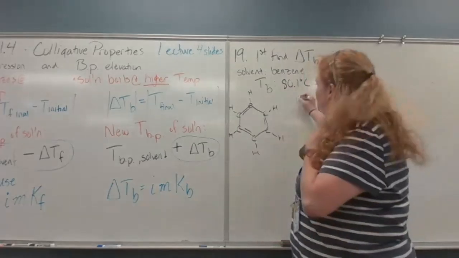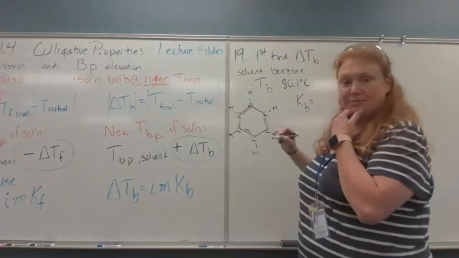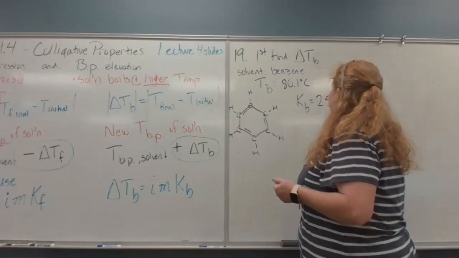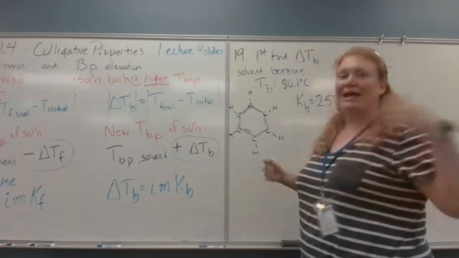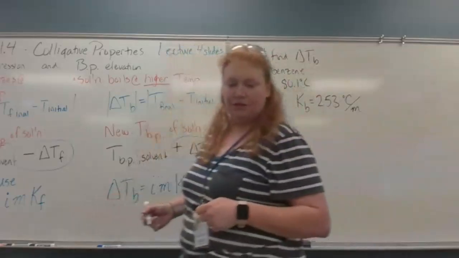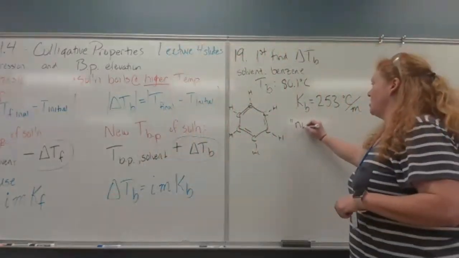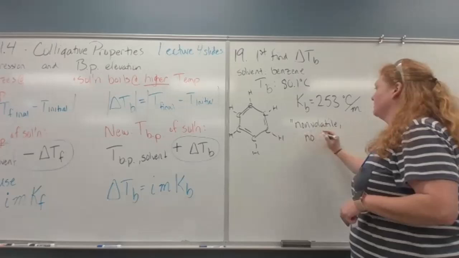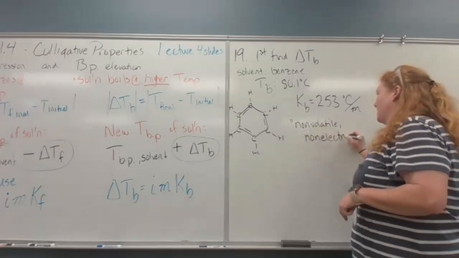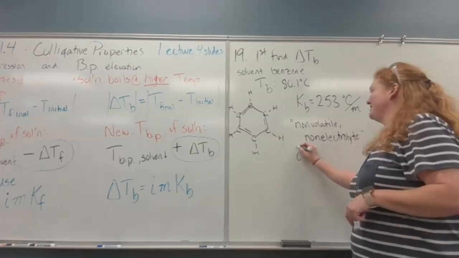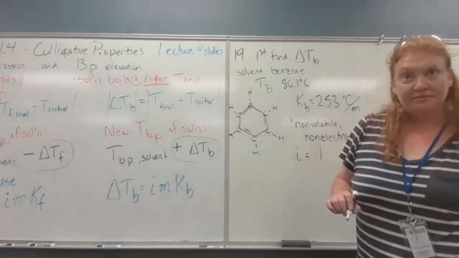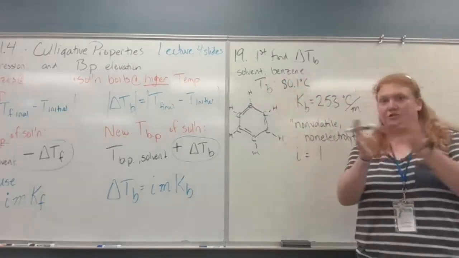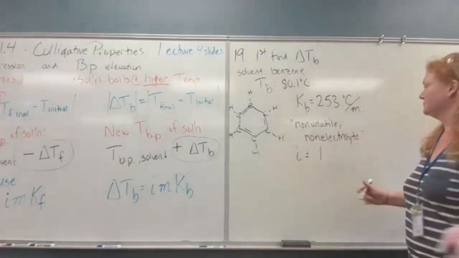What else am I giving to you? I told you the constant value you need, Kb: 2.53 degrees Celsius per molal unit. And because it says non-volatile, and I told you to also add the word non-electrolyte, which is really the more important word here, that means the number of particles is just 1. You take 1 mole of this solute, it makes 1 mole of particles. It doesn't split any more than that, just 1.